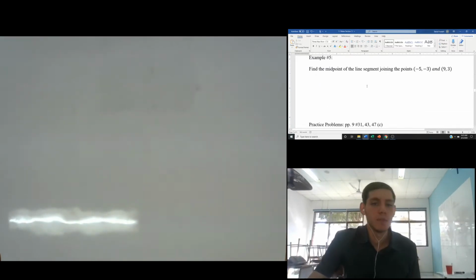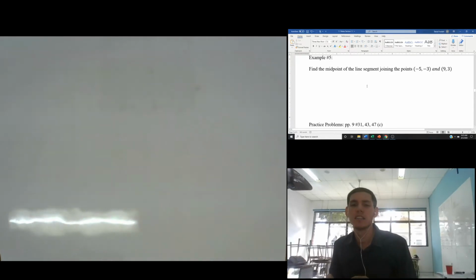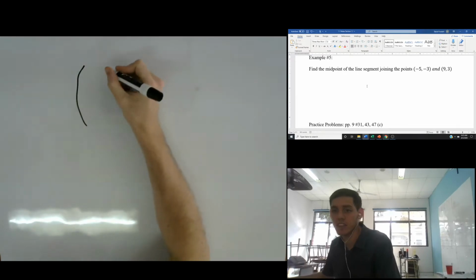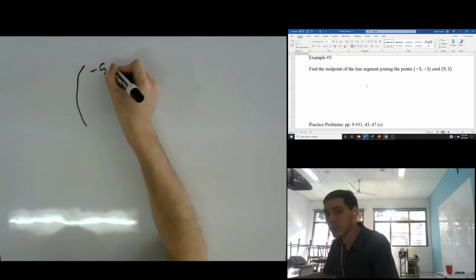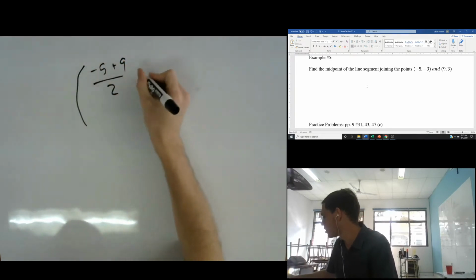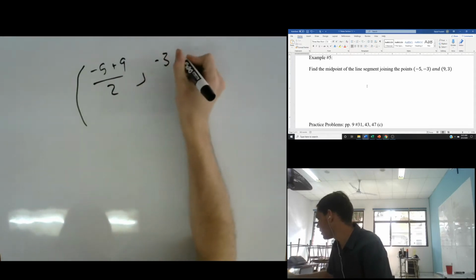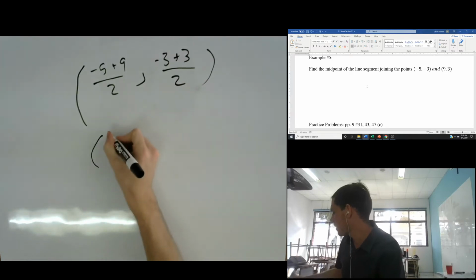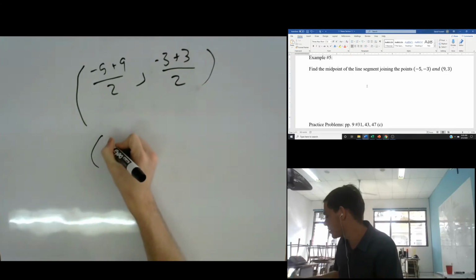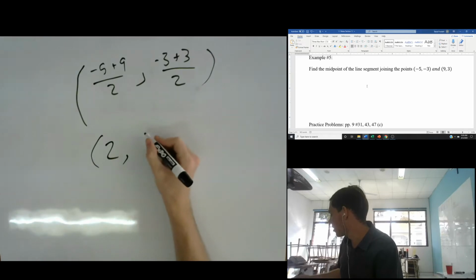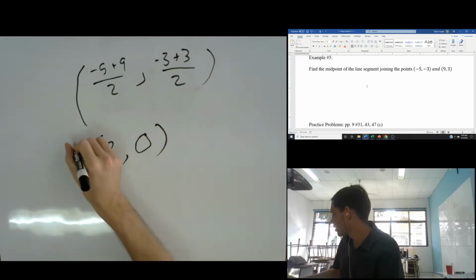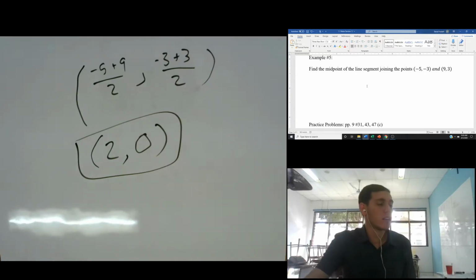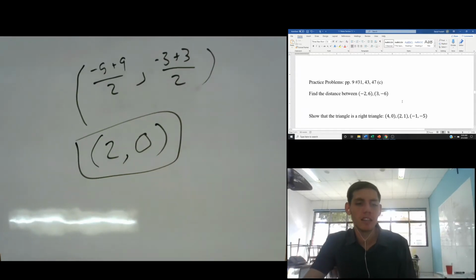Okay, example 5 is midpoint. So for the midpoint, you add the two x values. So adding the two x values is -5 plus 9, and you divide by 2. And then you add -3 plus 3 and divide by 2. What's our answer? We get 4 over 2 is 2, and 0 over 2 is 0. So our midpoint is (2, 0). Okay? Okay, let's move on to practice problems.